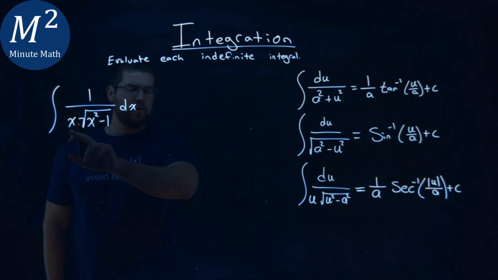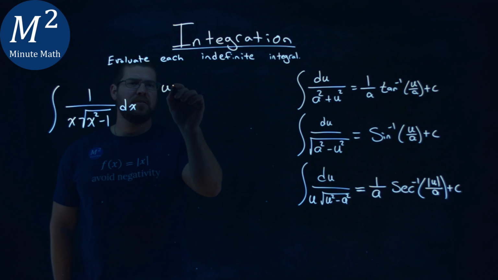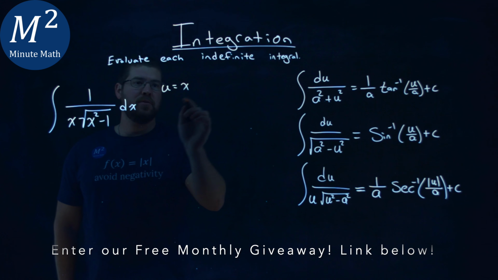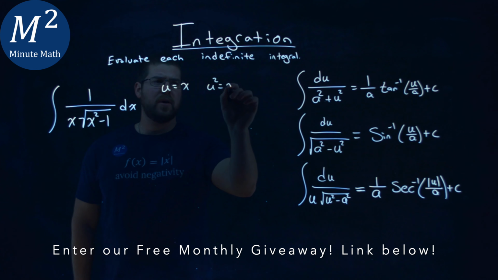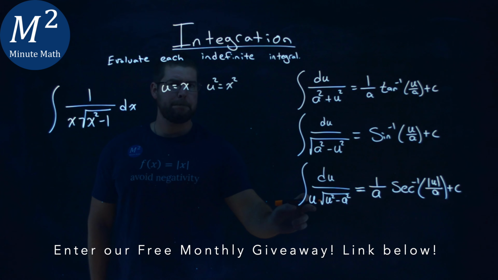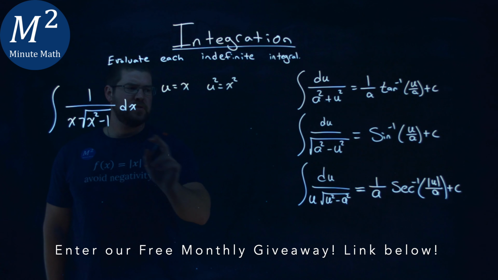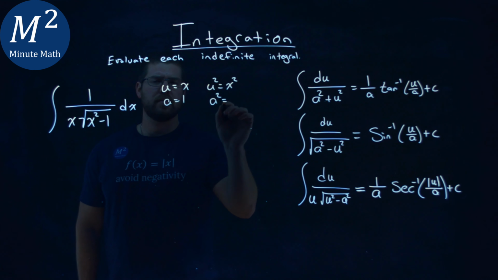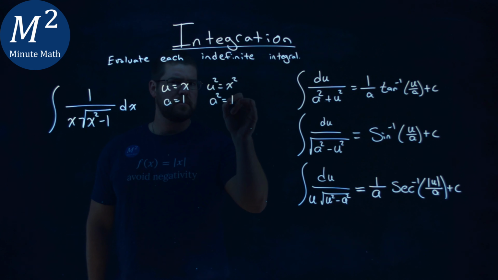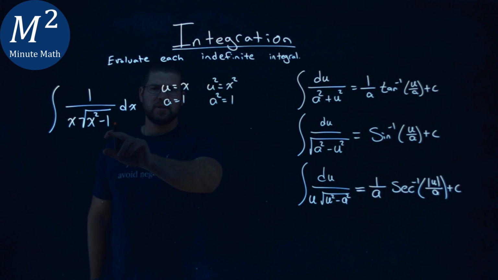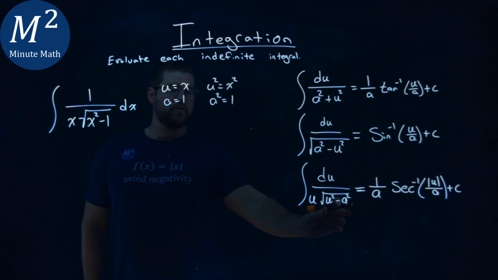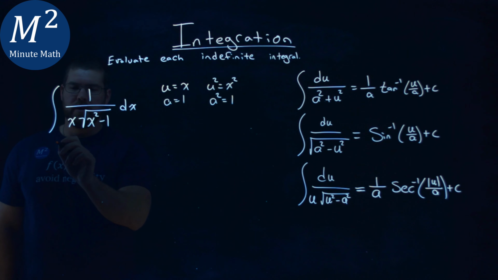Now, the u value is pretty easy. U can just be the x, right? And then u squared is x squared. Pretty easy. If my a value is just 1, what's a squared? Also 1, right? 1 squared being 1. So that fits right there. So let's rewrite it, showing the squared values there, and really just putting a 1 squared here, you'll see.